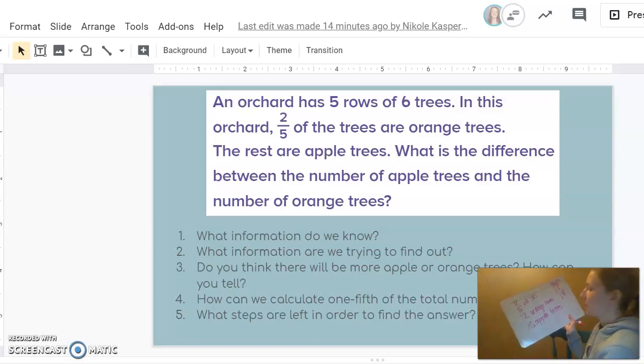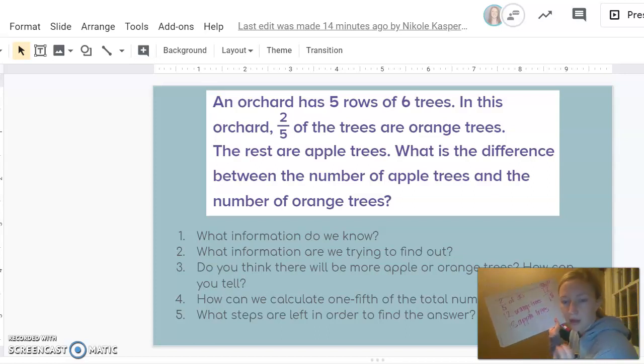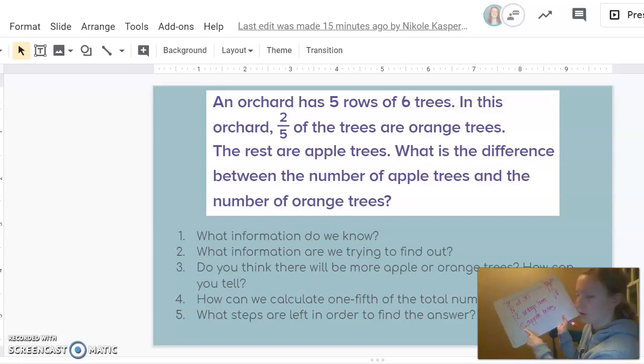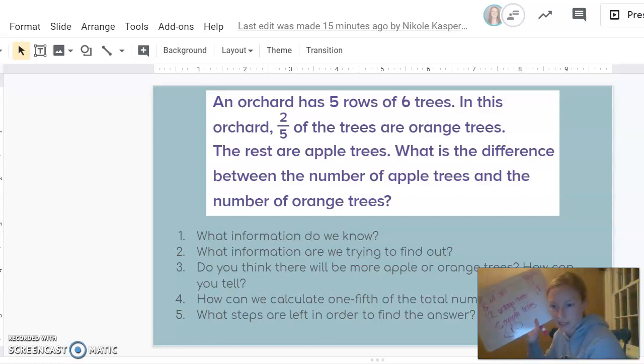Okay, now the very final part of the story problem is, what is the difference between the number of apple trees and the number of orange trees? So I notice 18 minus 12, I can do that in my head, or you can count up if you need to, is 6. So your final answer for the story problem is 6.